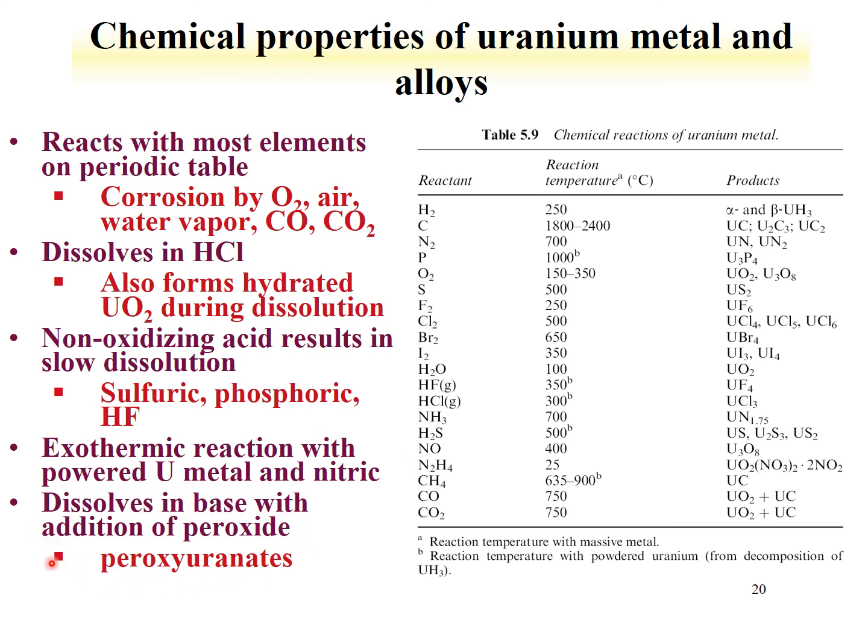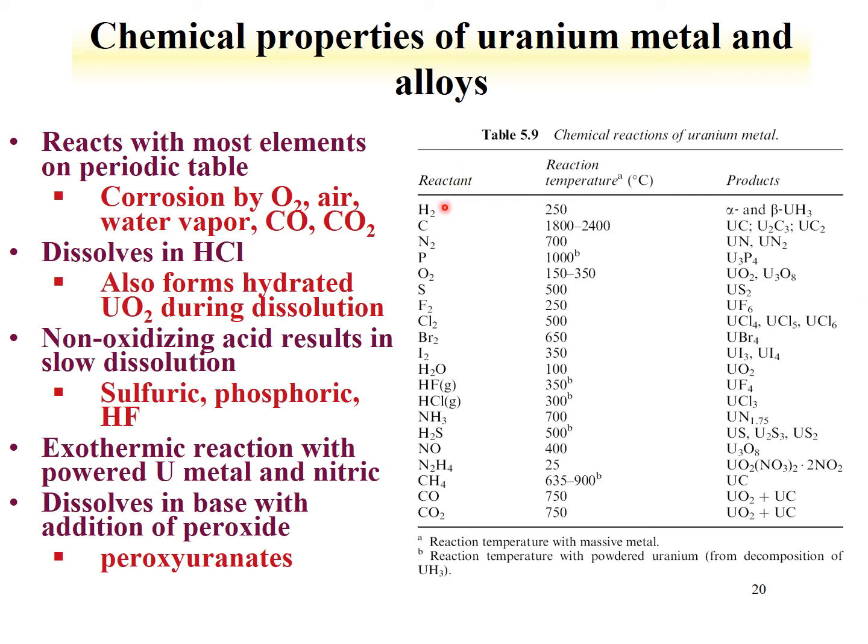And it forms these peroxyuranates, which are unique compounds amongst the actinides, where peroxide species can be formed, and we've already talked about that in separations, where peroxides of uranium is one of the routes of doing a selective precipitation of the material. And here's a review of reactions of uranium metal.